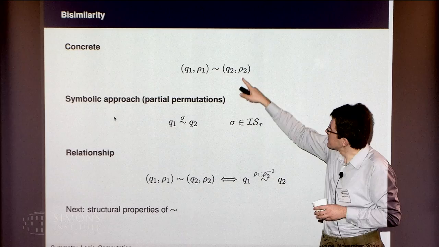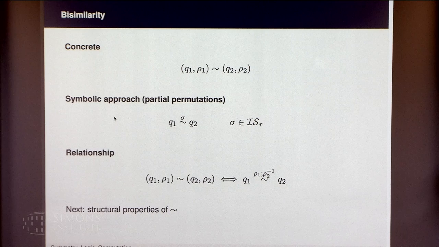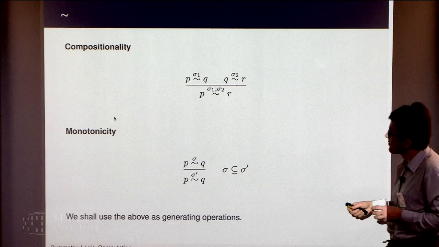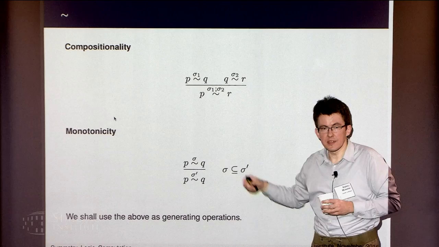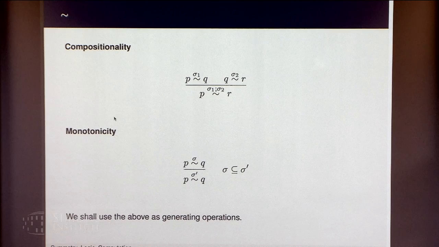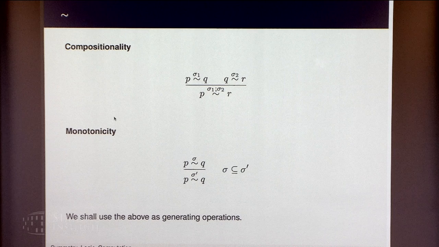And we looked at the structural properties of that concept, which turned out quite fruitful because we managed to get better complexity bounds. Here are some crucial properties of symbolic bisimilarity. It's closed under composition, the composition of partial permutations. It is also monotone in this sense: if two states are bisimilar, under the assumption that the names match according to sigma, then if we take a bigger matching, they will also be bisimilar. So this symbolic concept behaves well with respect to composition and monotonicity. Actually, in order to find a proof of membership in P, we would like to use these facts to find small generating sets.